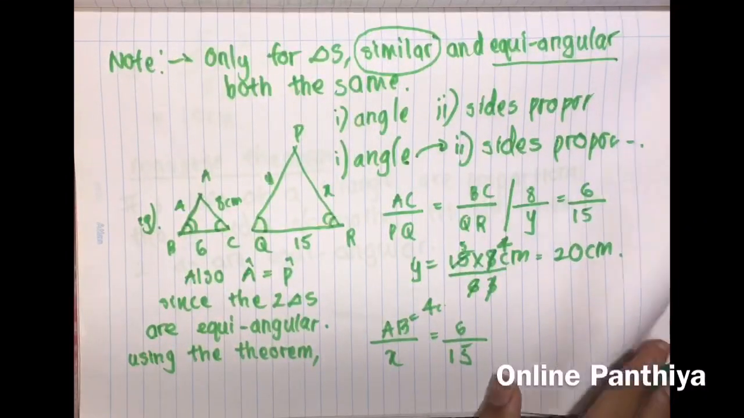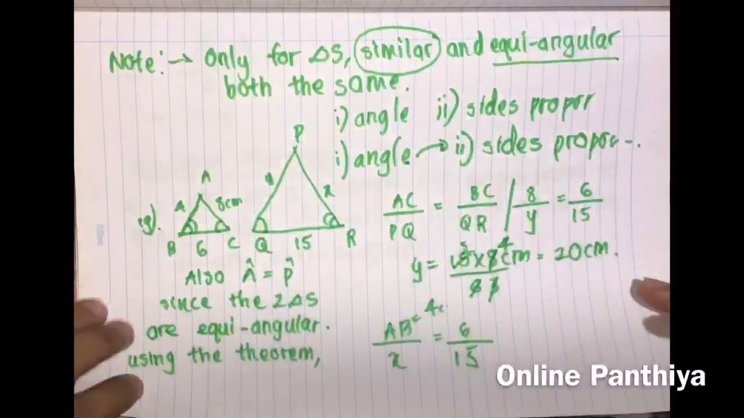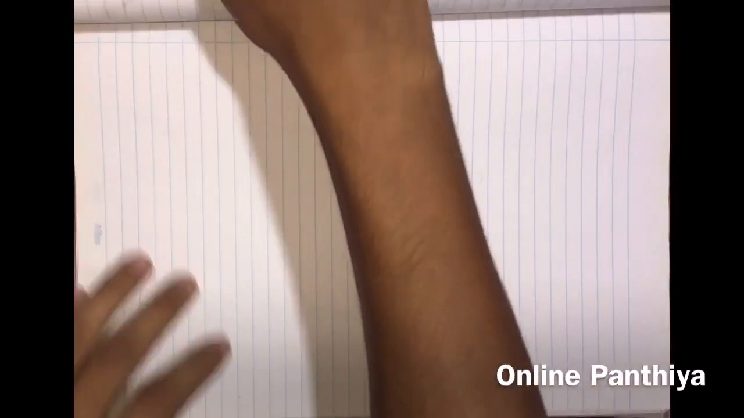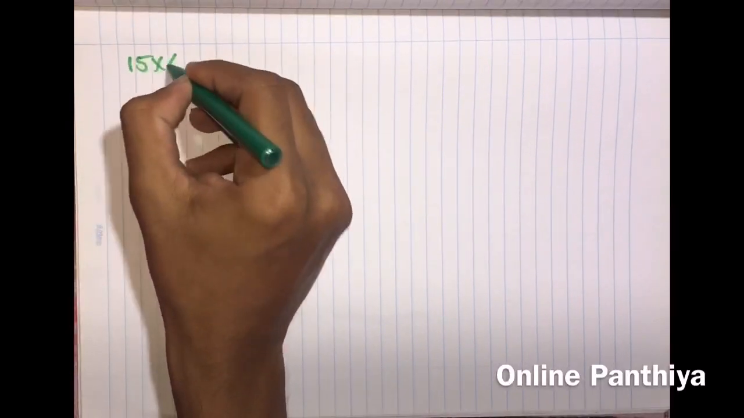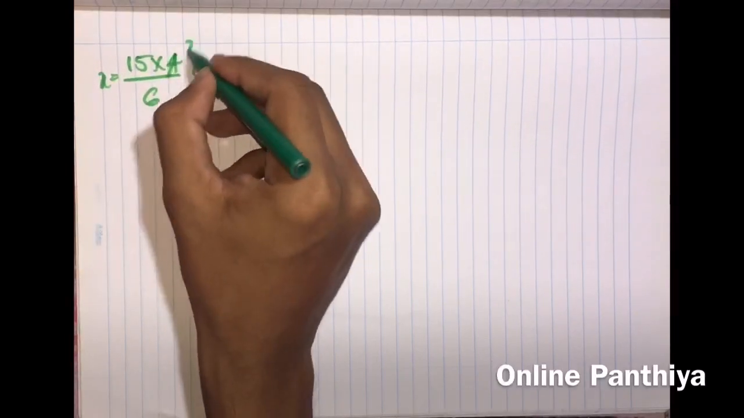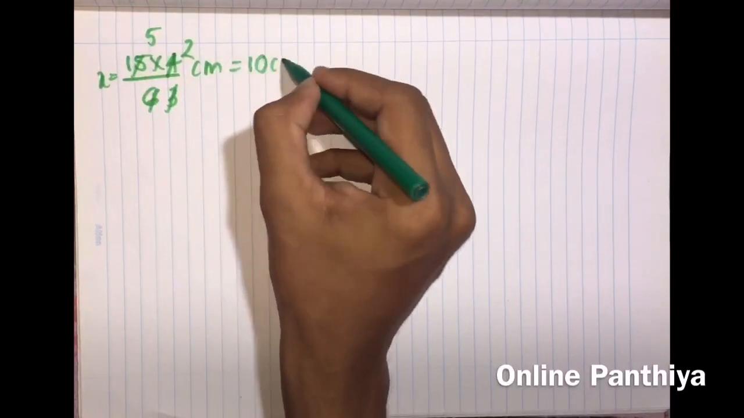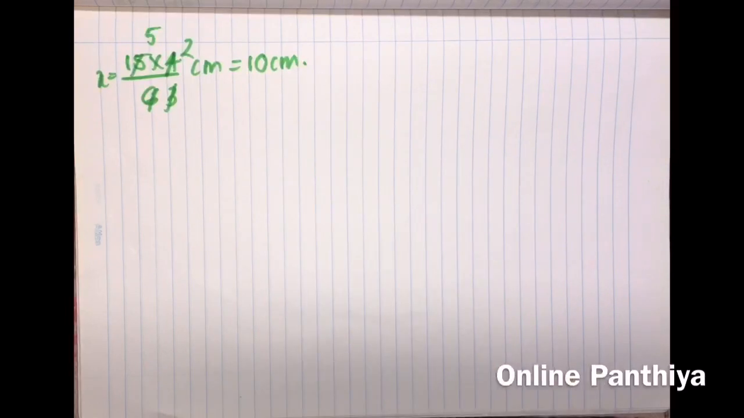If you make X the subject, that will give you 10, I guess. So 15 into 4 divided by 6. You have to multiply 15 by 4 and divide by 6. That is equal to X. So here 2, 3, and 5 times 2 is equal to 10 centimeters. Is that clear? Okay, now since you have finished this part, let us go to the converse theorem of this.